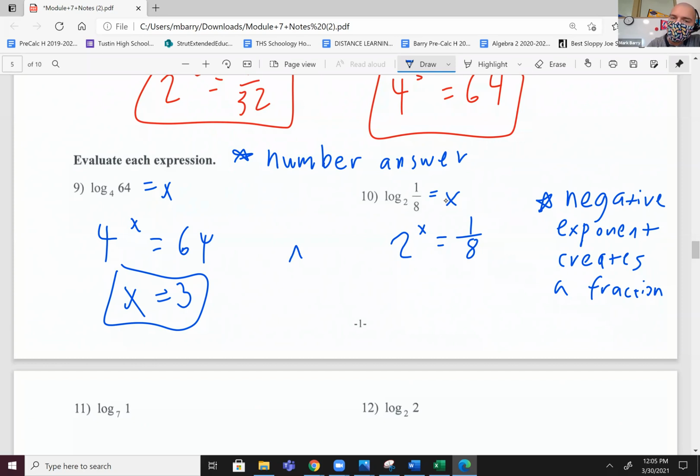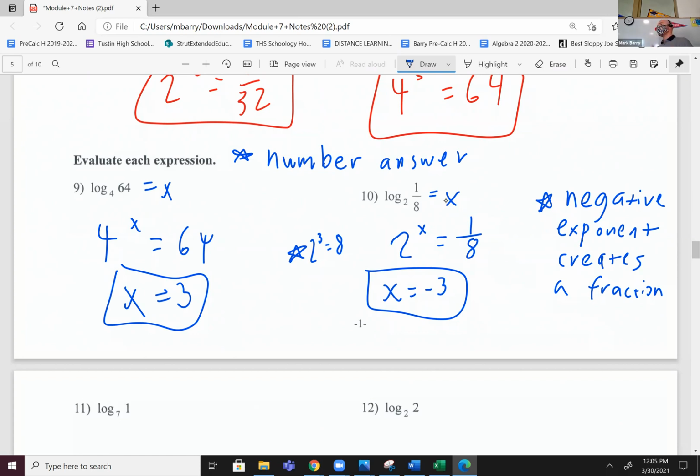So in this case, I know that 2 to the third power gives me 8. That's an important fact here. So the answer is not 3, correct? Because if it was 3, it would say 2 to the x equals 8. But since that 8 is on the bottom, that tells me that x is negative 3. Because the negative drops it to the bottom, and then the third power turns it into an 8. So this one will be negative 3.